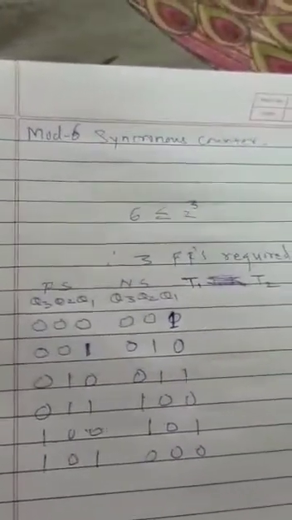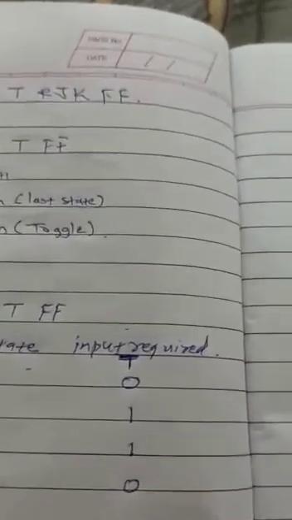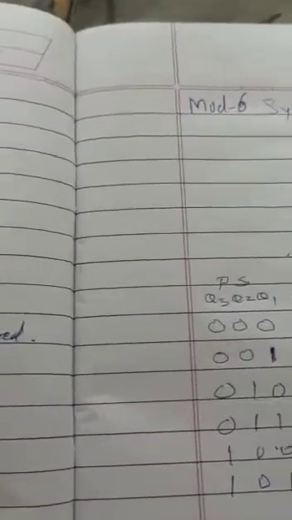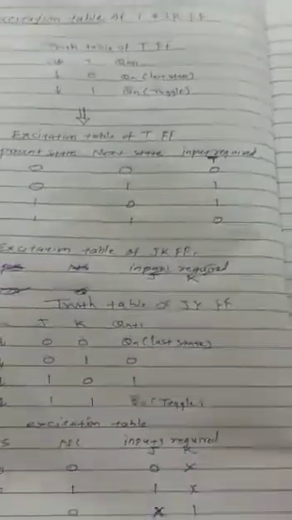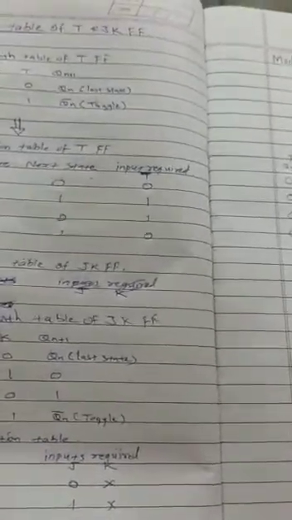Now let us study synchronous counters. Now to design a synchronous counter, one must know the excitation table of the flip-flop which we are using. So before designing a synchronous counter, we will see the excitation table of T and JK flip-flop, because mostly we use T or JK flip-flop in case of a synchronous counter also.